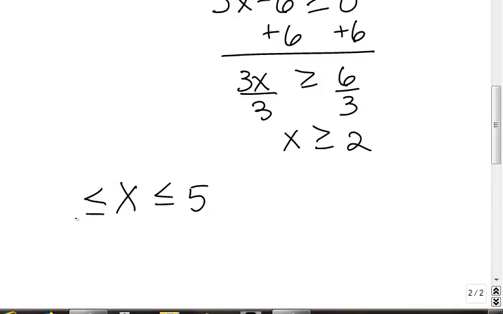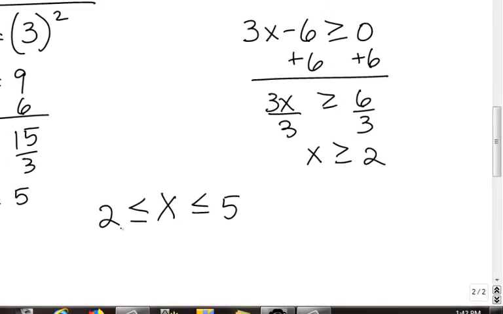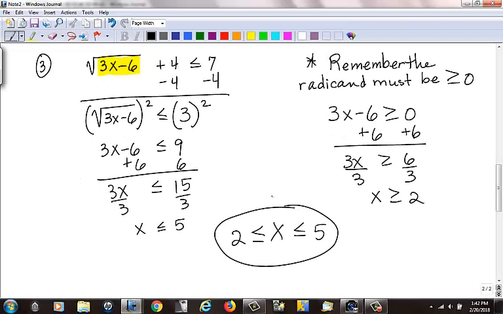The arrows have to point in the same direction. Okay? So you have x is less than or equal to 5 and greater than or equal to 2. And that's your final answer. Okay? Everybody okay with that one?